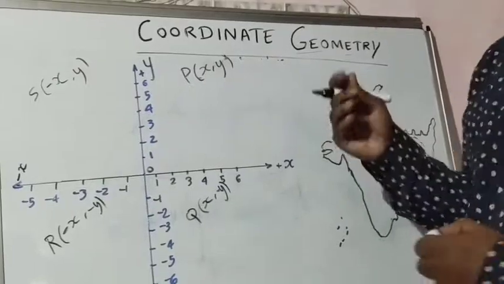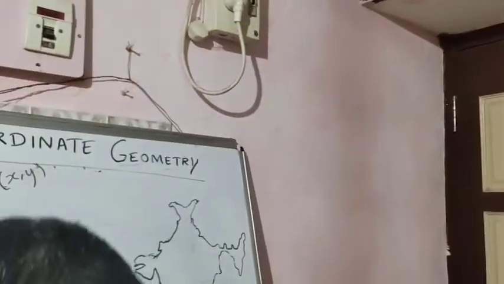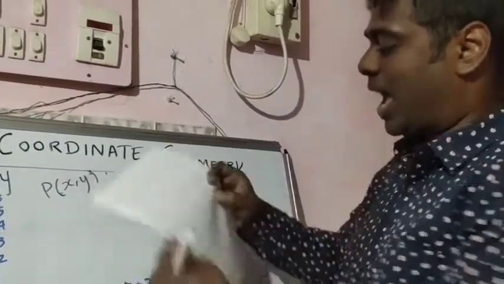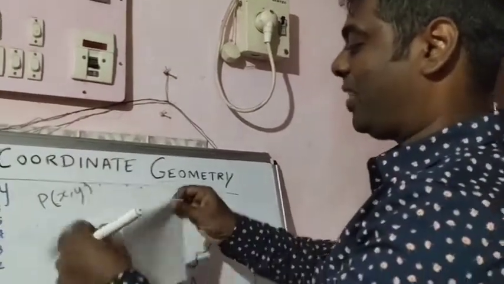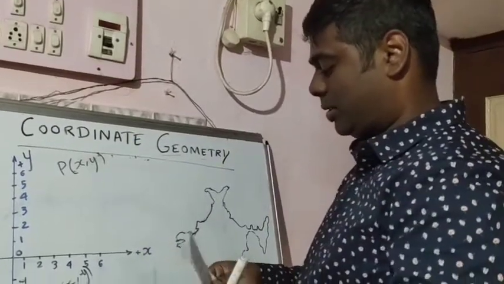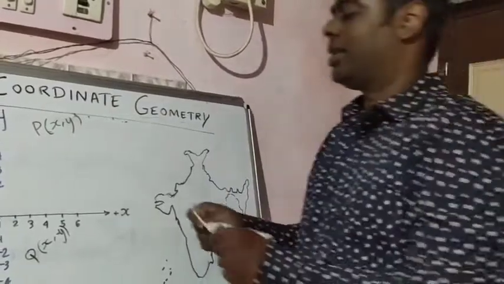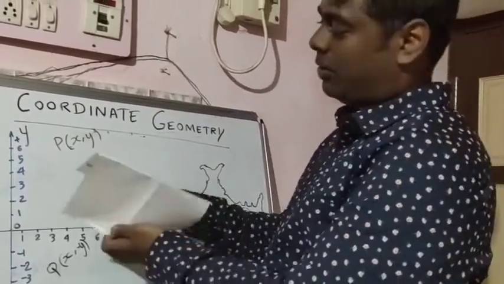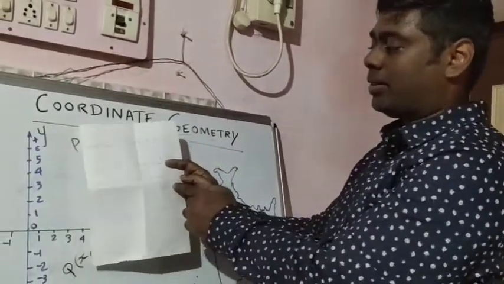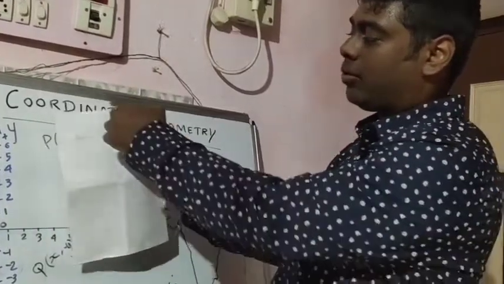For example, let's take one piece of paper. I'm going to fold this paper into four. You just fold it in four. So here we get the impression of the x-axis on the horizontal plane, and the vertical line as the y-axis.